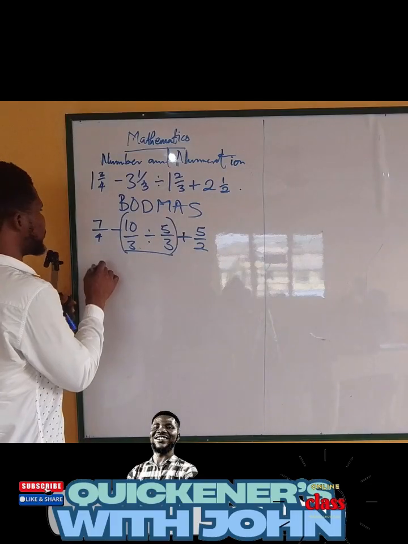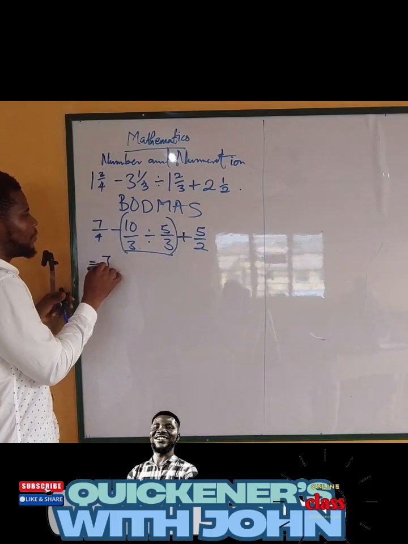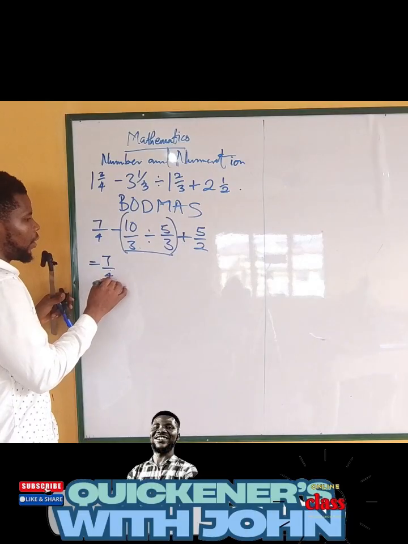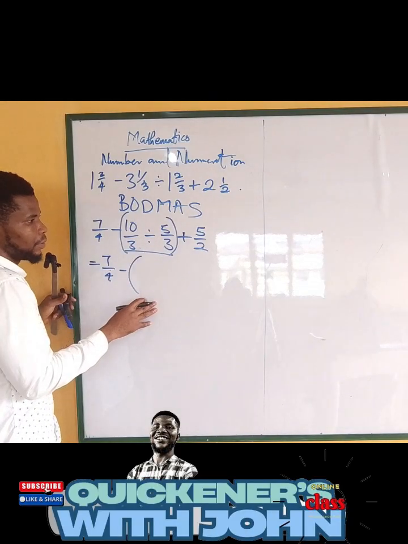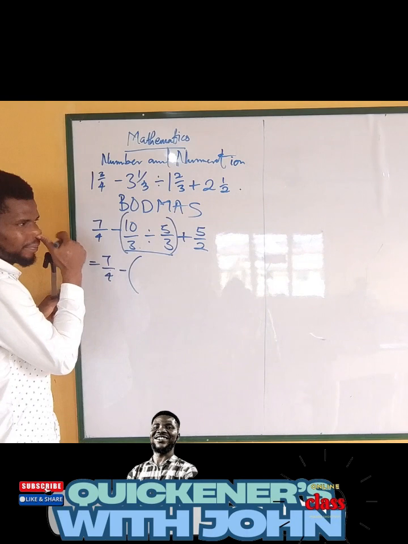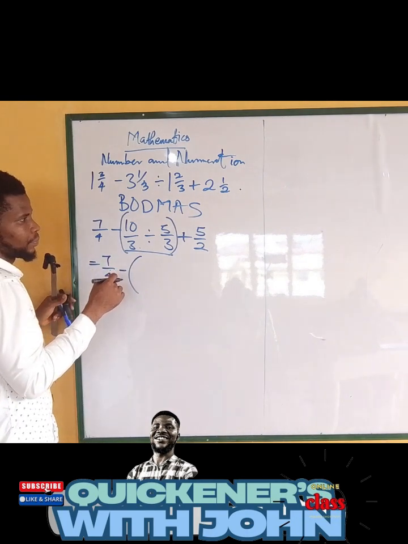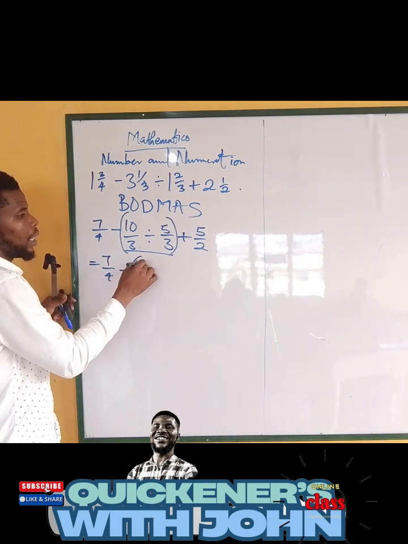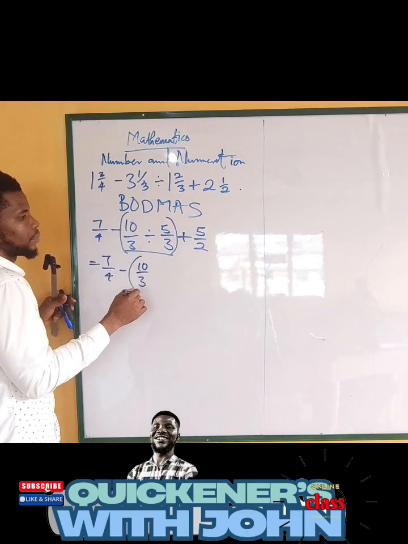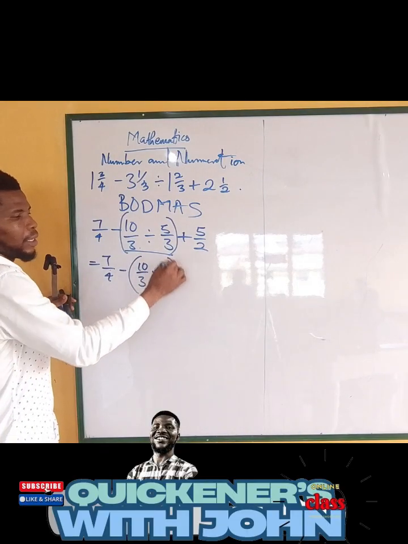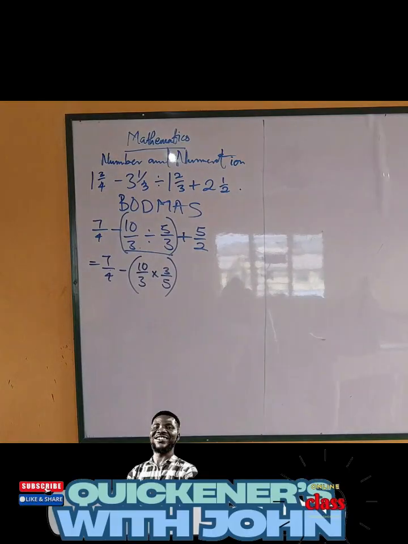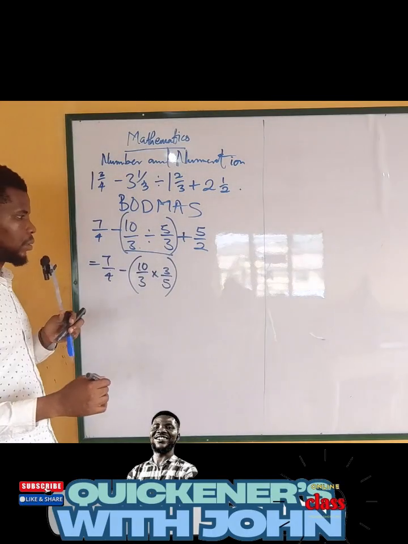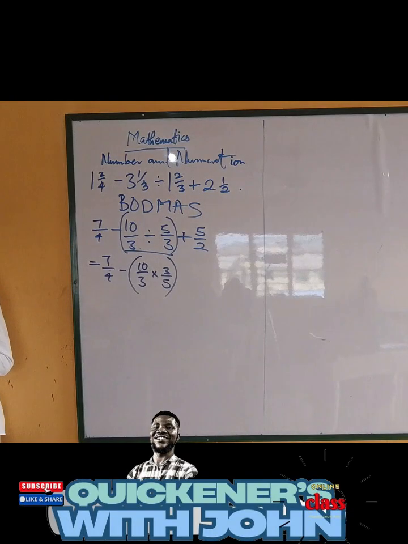Okay, so let's go. So what we have now? 7 over 4 minus what we have this side. Okay? And let's complete this. 10 over 3 times 3 over 5. Everybody, do you accept that? You accept that? You will have to come to lesson. Come to lesson because I always be like this because of my camera.